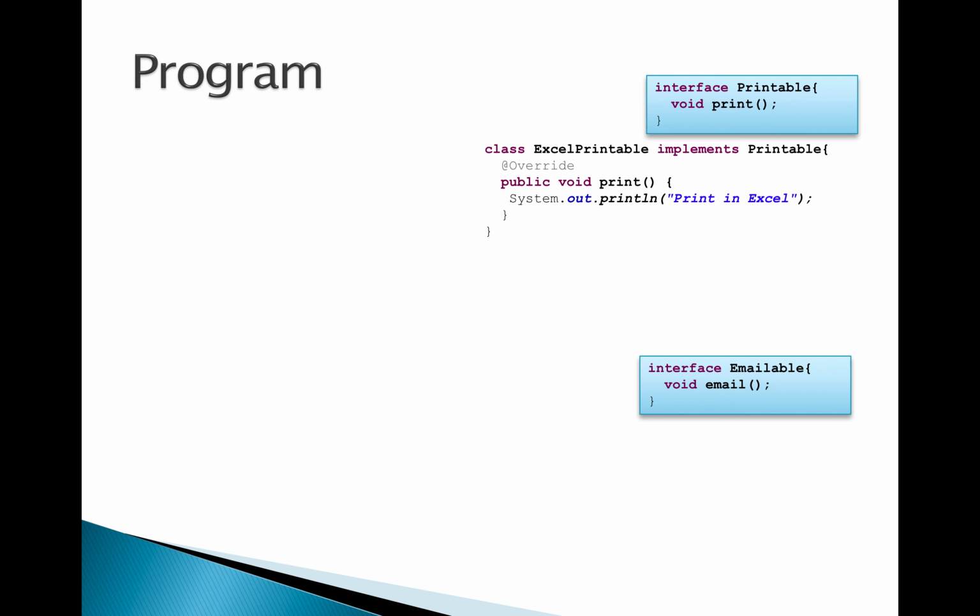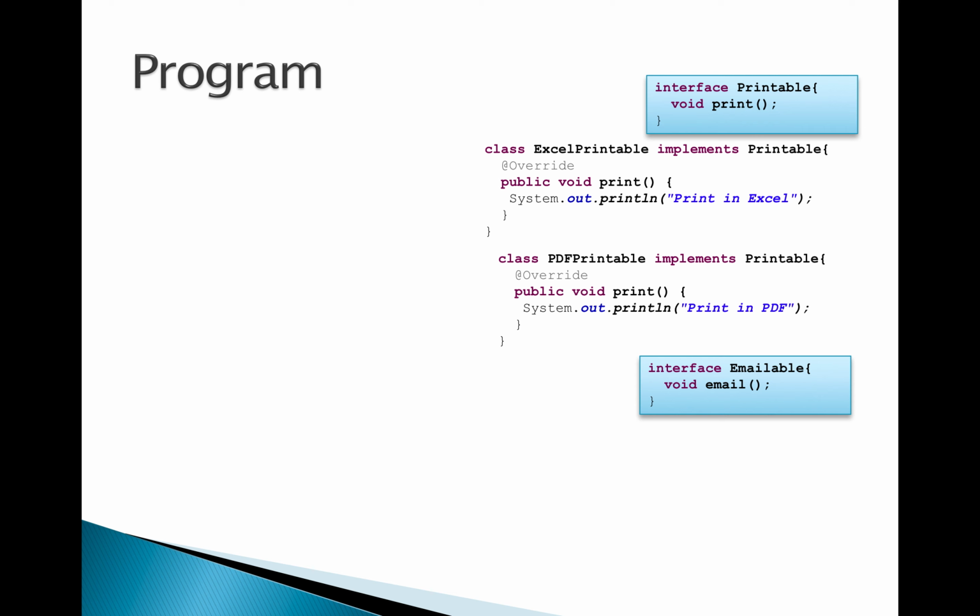Okay, so this Excel printable is going to implement, override the print method. As you see, there's a public void print method there, and it is getting overridden, and it is providing the implementation saying that print it in Excel. So this is going to write the logic to print the content in Excel. I can have one more implementer which is called PDF printable, which is again implementing the printable interface, and it is providing the implementation for the abstract method print. It is going to implement that, and this implementation is different. It is printing in PDF.